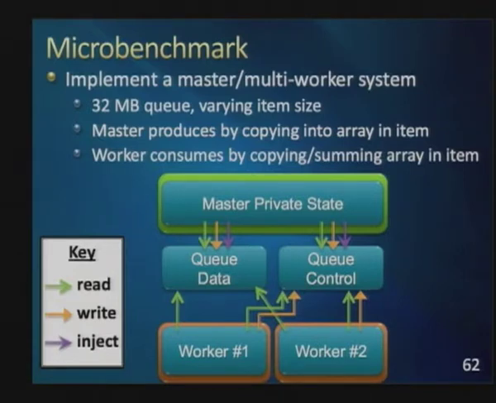So how would we structure protection domains for this? We've got the master private state, which the workers need to know nothing about. All they care about is doing their work. You've got the queue data, so the master is the only one who's allowed to actually put items into this work queue and modify things in the work queue, the actual things that need to be done. So the different workers can't manipulate what the other workers are going to be doing or what the master wanted them to do.